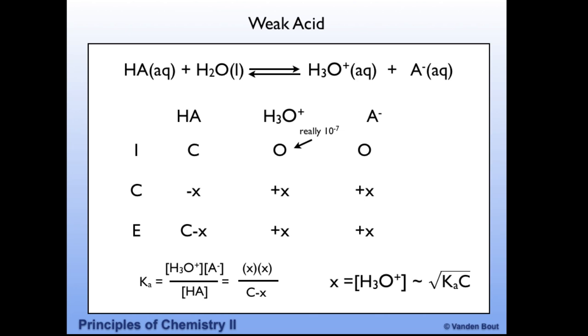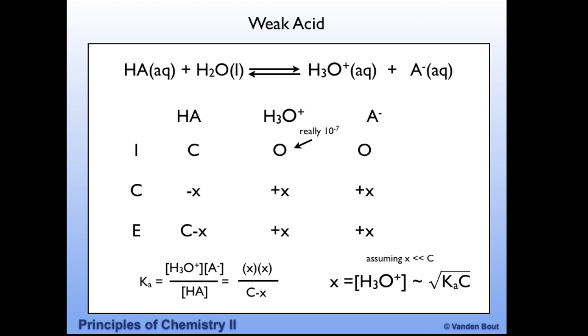What approximations have we made? One, we assumed that 10 to the minus 7 was a very small amount to worry about, and that will be fine as long as we don't have super dilute solutions. And we assumed that X, the amount that reacts, is small compared to the initial concentration. Again, that's going to be true when it's a weak acid, so the smaller the value of K, the better, and the more concentrated the solution is, the better.